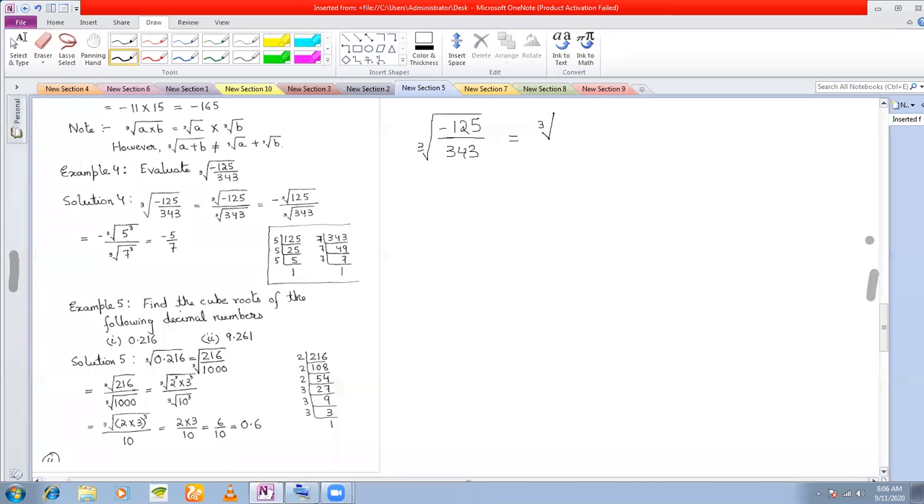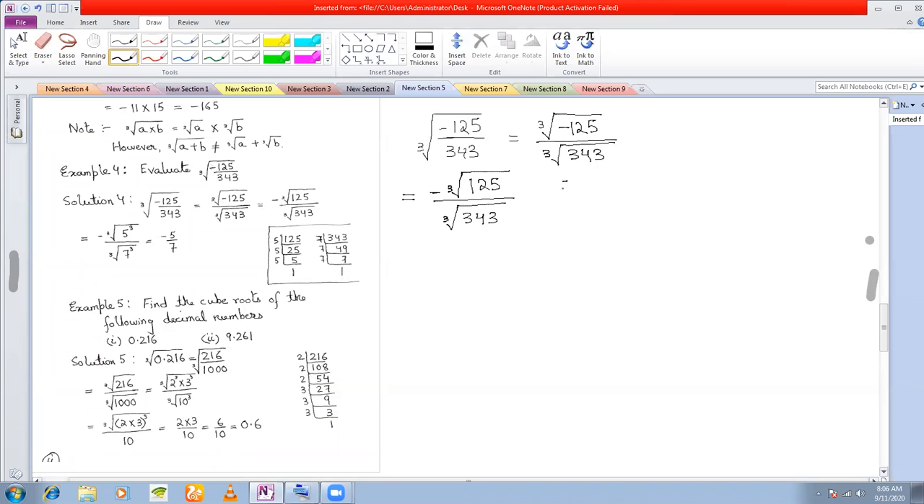The cube root of the numerator divided by the cube root of the denominator. Okay, and the cube root of minus 125 will be negative, isn't it? Because I told you that the cube root of a negative number will be negative. So you can take the negative sign out and write this as the cube root of this positive number 125 divided by the cube root of 343.